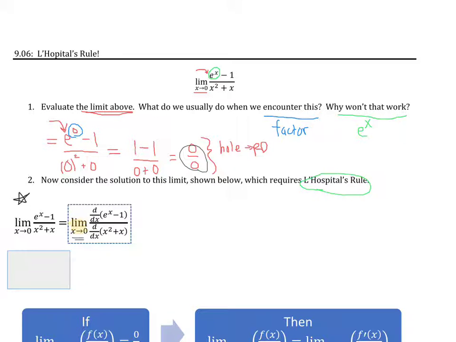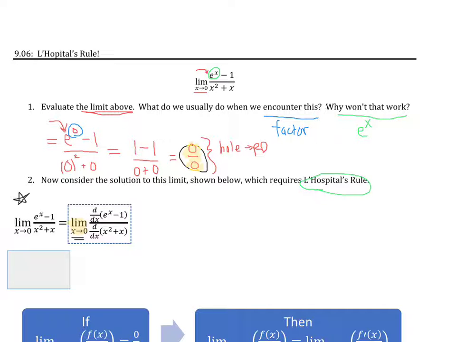Also notice that we can only use L'Hopital's rule when we get something like 0 over 0. If it was a 0 on top, it would just be 0. If it was a 0 on bottom, then we'd have to use the sign test with vertical asymptotes. But 0 over 0 is a hole, and we have to use a different sort of factoring. L'Hopital's rule comes into play. So let's use it to finish off this problem.